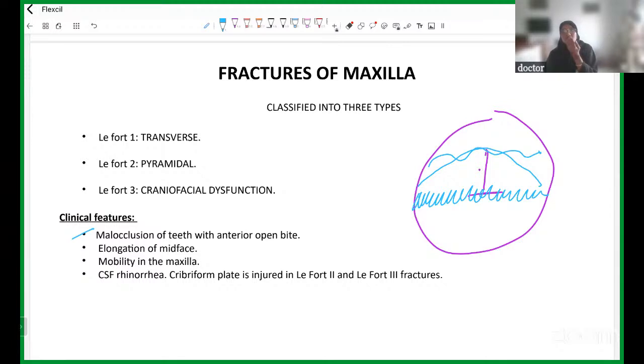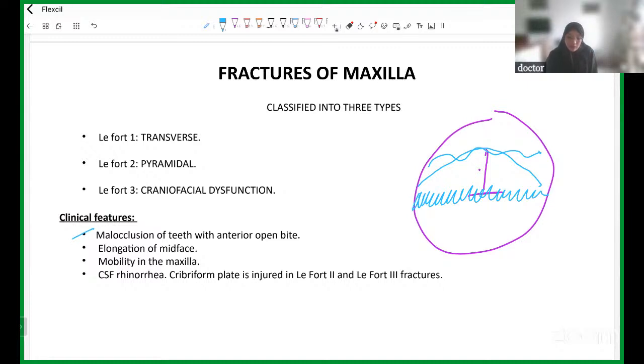So when you bite, the upper part of the teeth will displace a little bit forward, or there will be elongation of the mid face. So this is the mid face. It will be a little bit elongated, especially this part, because the maxilla is fractured. So it will be elongated a little bit. Or you will see there will be mobility of the maxilla.